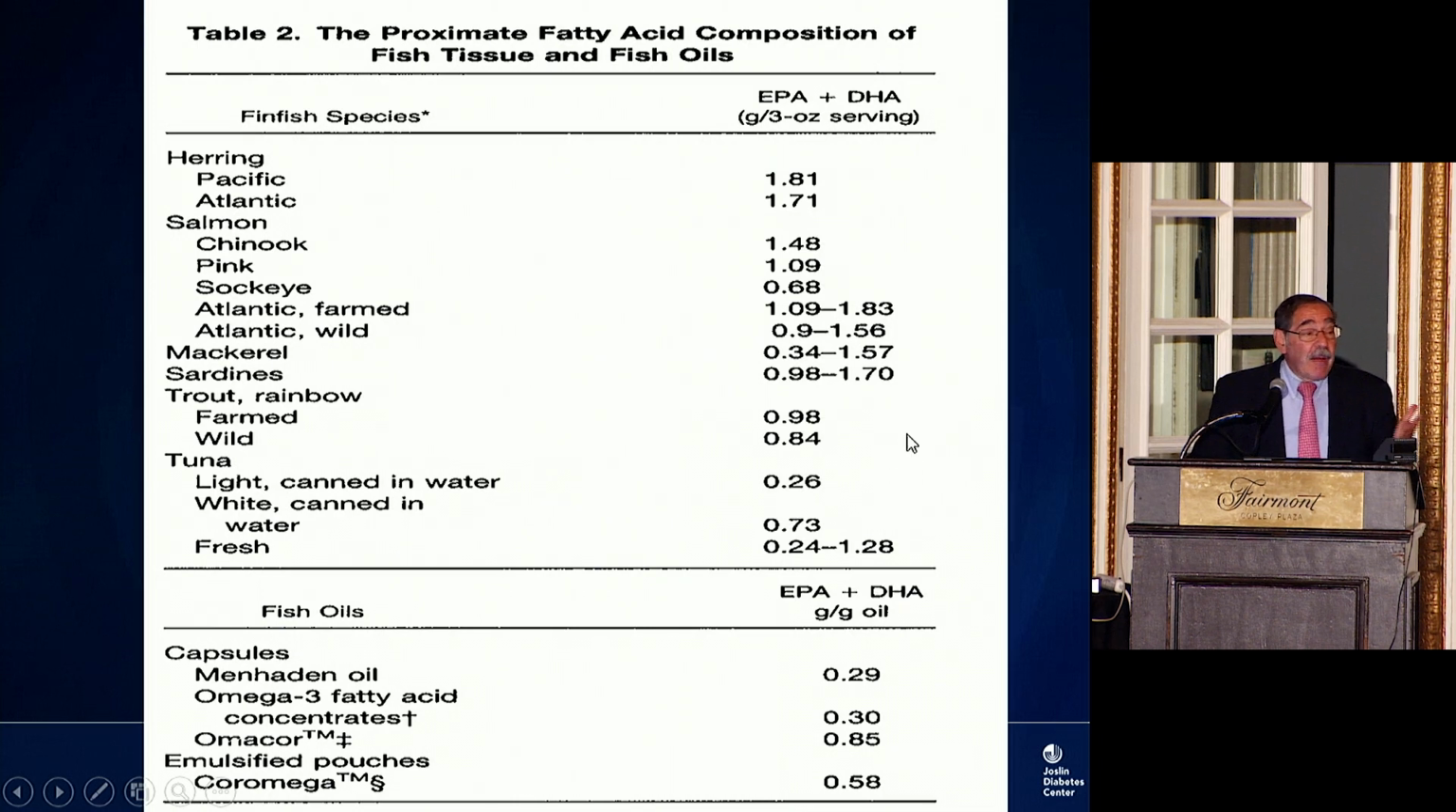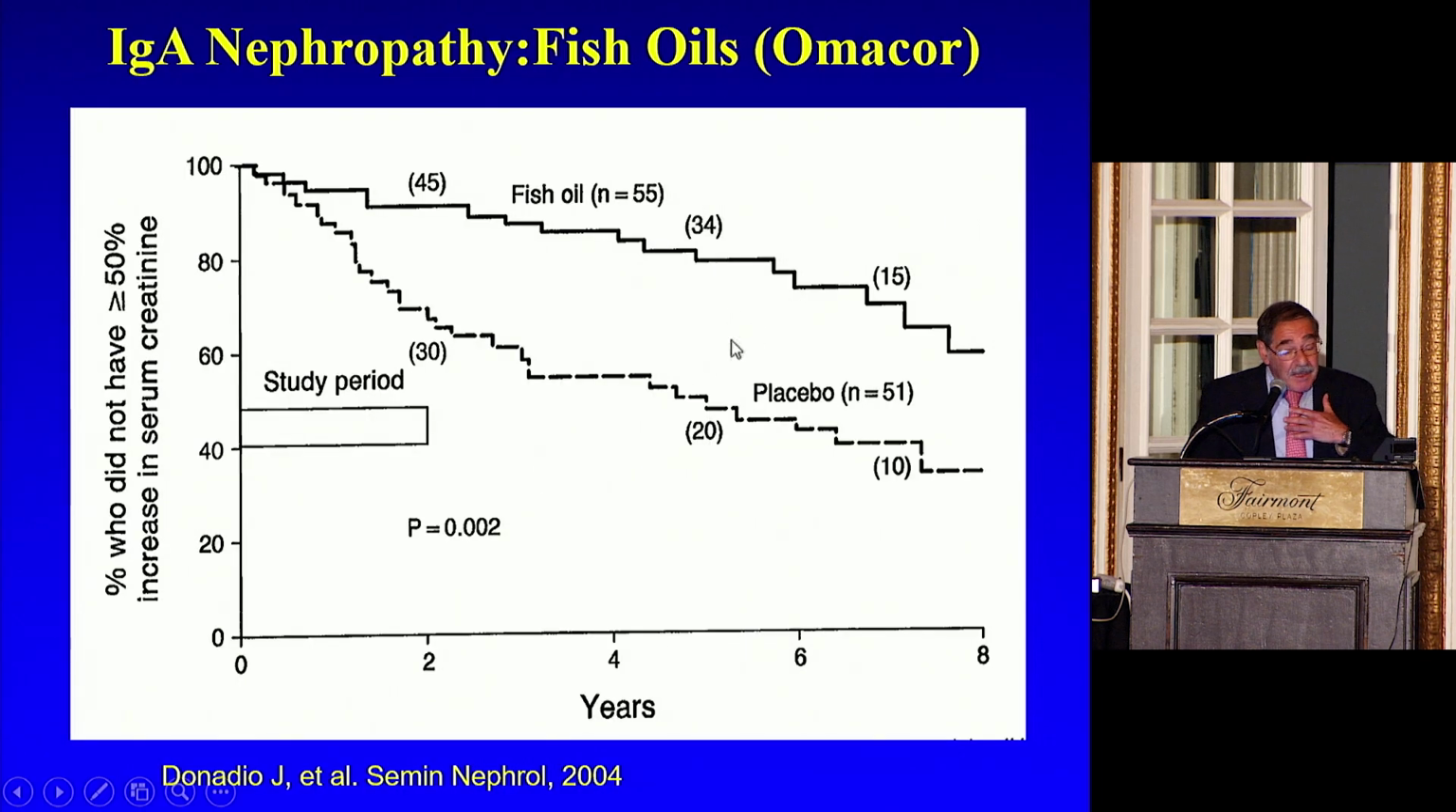So the problem is, if you go to a health food store, look at the difference in these capsules. What are they actually getting? If they want to take fish oils, yes, but don't replace the ACE inhibitor or ARB with fish oils. Now, this is the best of the studies. This was Jim Donadio's studies from Mayo Clinic. He did a couple of them using Omacor, which was all omega-3 fish oils, and you can see here the percentage who did not have a 50% increase in creatinine was much better. Treated them for 2 years, but the curve stayed out to 8 years.